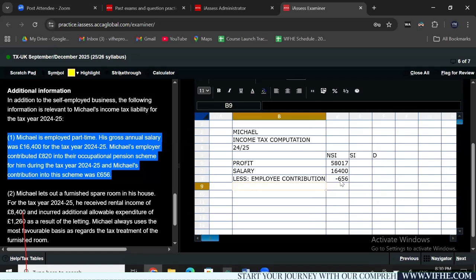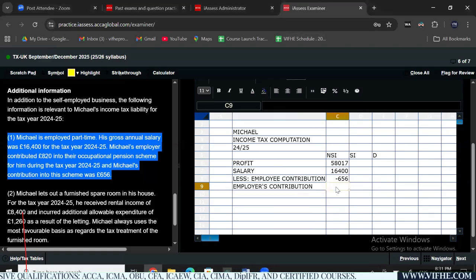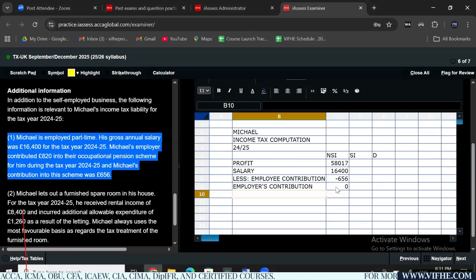And then what about the employer's contribution? As Michael's employer is also contributing into the pension scheme on behalf of his employee, Michael, what has to be the treatment? Yes, it is exempt. And if something is exempt, if it is not to be taken into account, then according to the notes, we shall have to present the fact with zero.